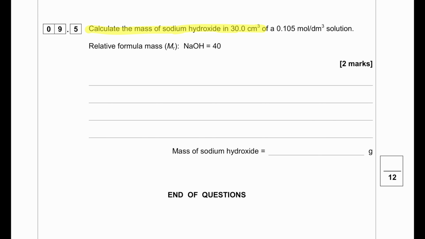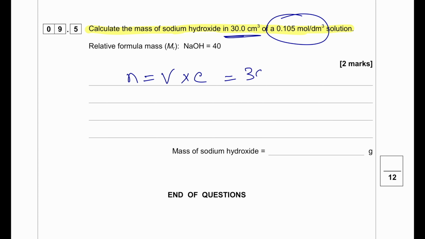Calculate the mass of sodium hydroxide in 30 cm cube of 0.105 mole per dm cube solution. Okay, since we have 30 cm cube, we need to find out the number of moles within that particular 30 cm cube with the concentration of 0.105 mole per dm cube. So first of all, we need to find out the number of moles. Now number of moles equals volume times concentration. So we can write in shortcut V into C.